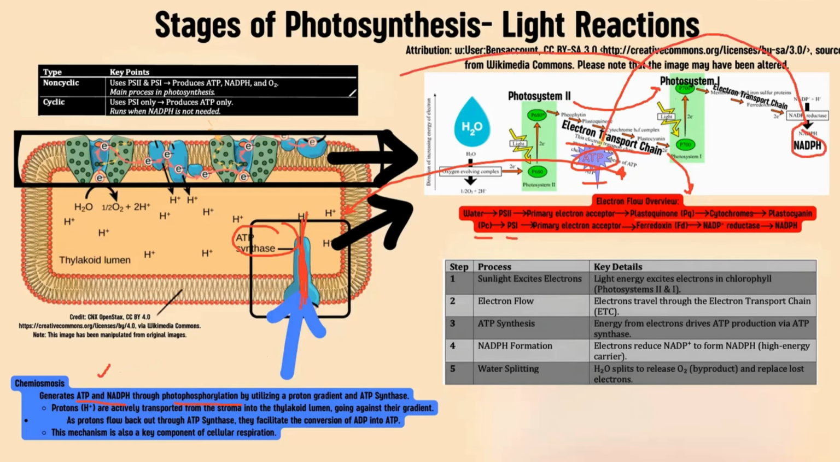So I wanted to preview that. I'm going to go back to that in just a second, but I wanted to let you know that ATP and NADPH production, which are both energy, with the assistance of light, aka photophosphorylation, is also known as chemiosmosis.